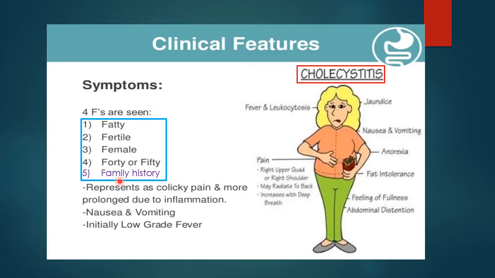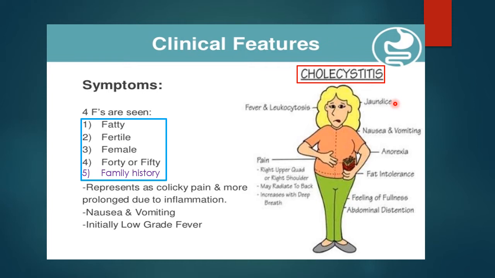Next, we come to the clinical features. This slide summarizes the features. First, they have the 4 F's here, or in fact, I've added another one, 5 F's. Patients are usually fat, fertile, female, 40 years old, and with a family history. The patients usually present with colicky pain in the right upper quadrant of the abdomen, and it's more prolonged, with nausea and vomiting, and initially low-grade fever. Then fever with leukocytosis.